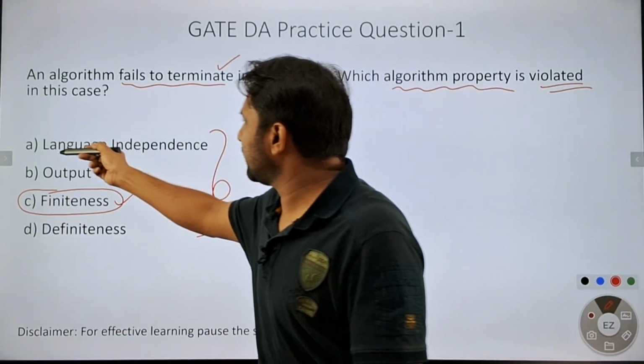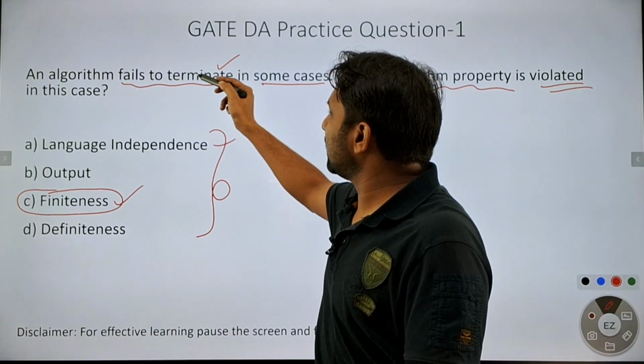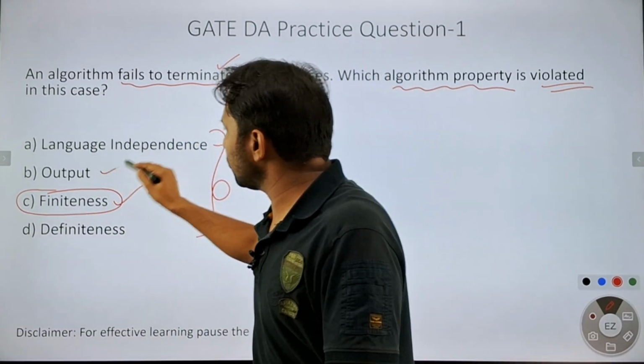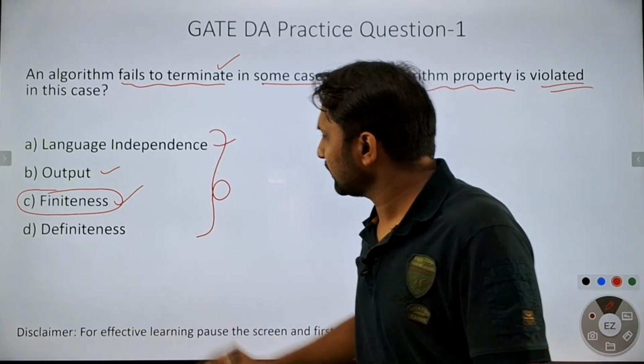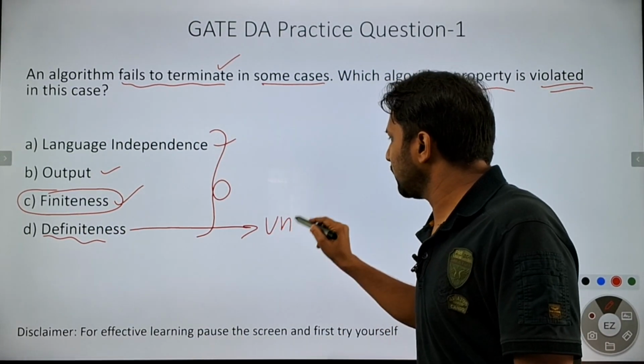So what about the other options? Language independent: language has nothing to do with this. Output also has nothing to do with this. Definiteness means the same thing as unambiguity.